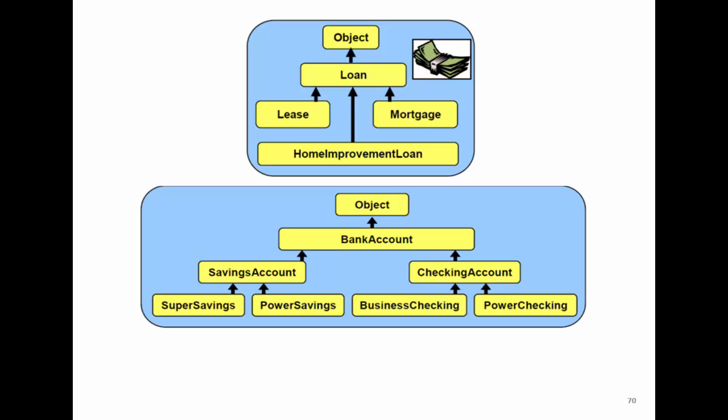Here is another example for the bank. You have an object at the top of the hierarchy. You create what we call a bank account, and then you have saving account and checking account. Then under saving, you have super saving and power saving, and under checking, you have business checking and personal checking. Again, how we organize our classes in such a hierarchy is based on the application requirement.